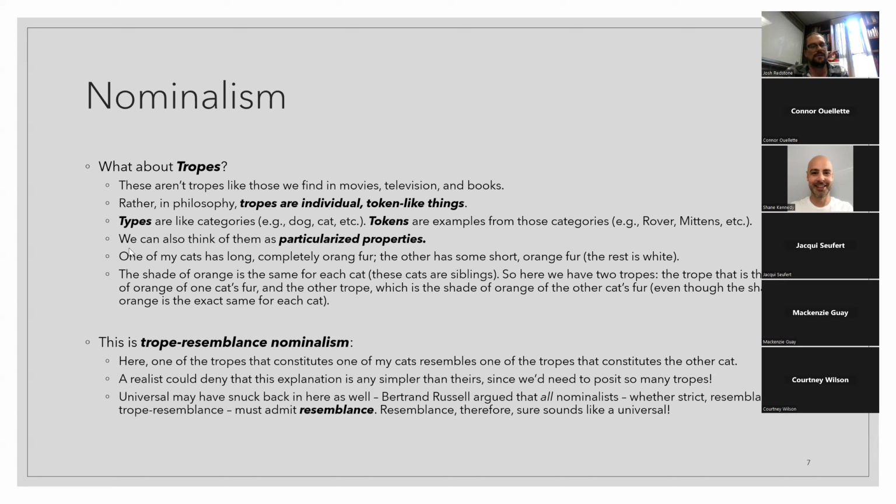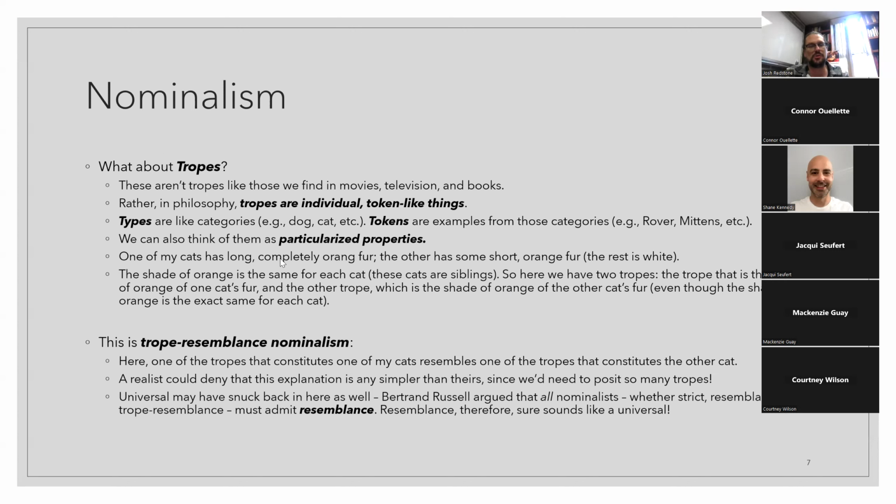Well, think of it like this. If we have types, they'd be like categories or classes. So dogs, cats, right? A dog is a type of creature. A cat is a type of creature. Tokens are individuals from those types. So Rover the dog is a token of a type of being, a dog. Mittens the cat is a token of another type of being, a cat, right?